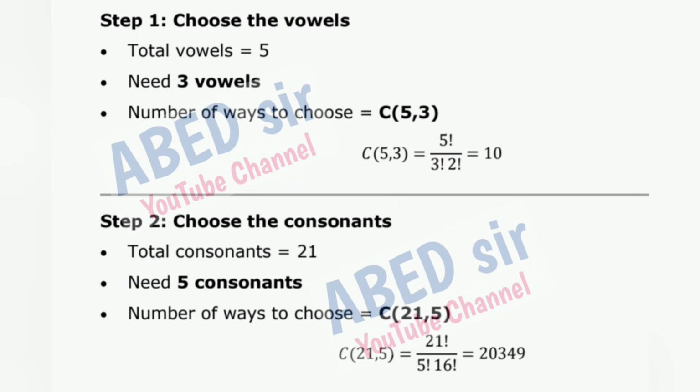Step 1. Choose the vowels. Total vowels is equal to 5. Need 3 vowels. Number of ways to choose is C(5,3) is equal to 5!/(3!·2!) is equal to 10. Step 2. Choose the consonants. Total consonants is equal to 21. Need 5 consonants. Number of ways to choose is C(21,5) is equal to 21!/(5!·16!) is equal to 20349.